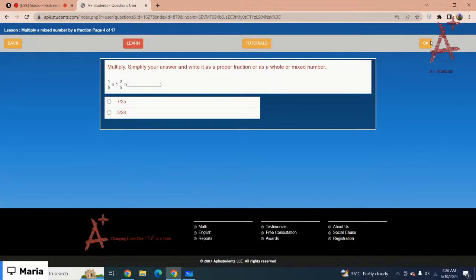Okay, the next one is 1 over 5 times 1 whole 2 over 5. So it would be 5 times 1 is 5 and 2, 7 over 5. So it would be 7 times 1 is 7 and 5 times 5 is 25. So it would be 7 over 25. The correct option is 7 over 25.